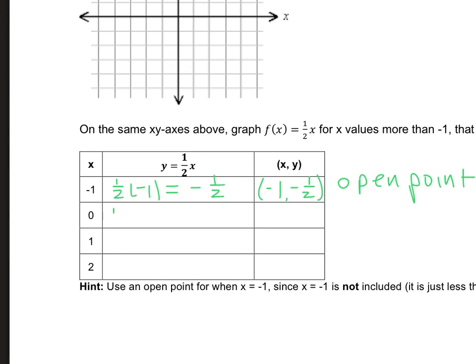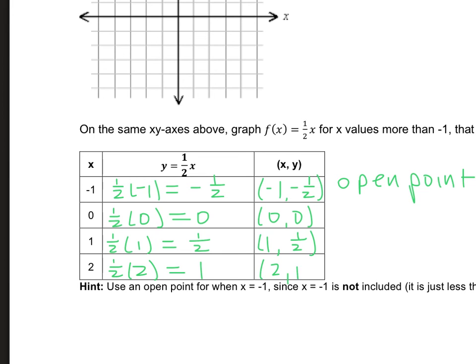Plug in 0, we get 1/2 times 0, which is 0. And plug in a 1, so we get 1/2 times 1. We get positive 1/2. And plug in a 2, we get 1/2 times 2, which is 1. So that gives us the point (2, 1).